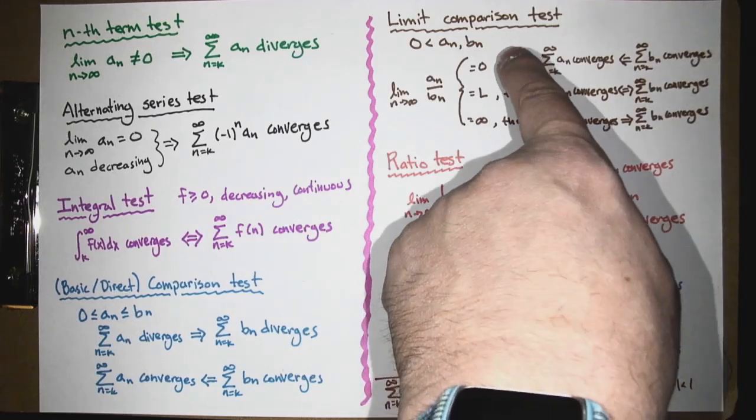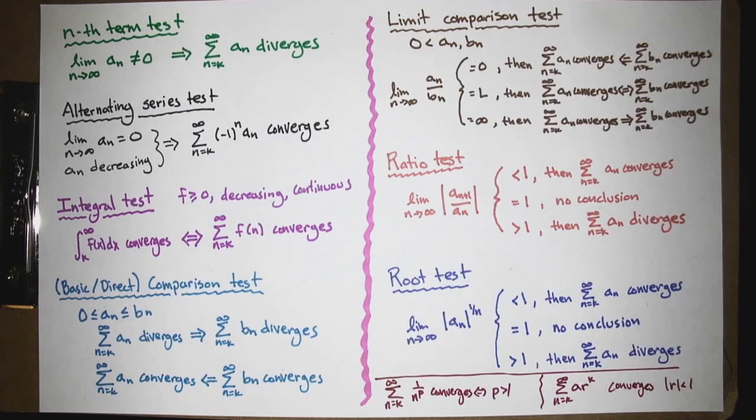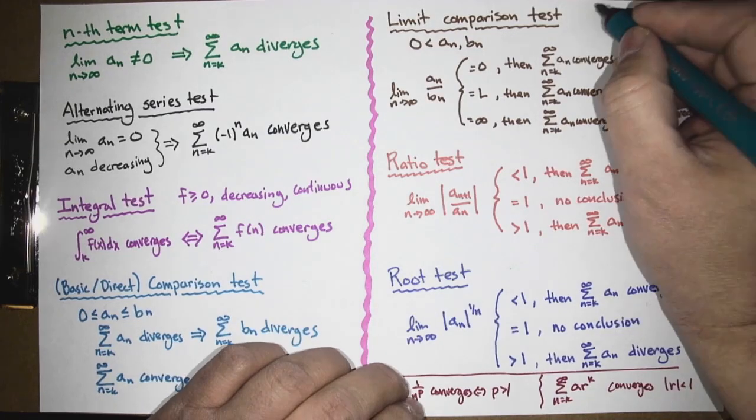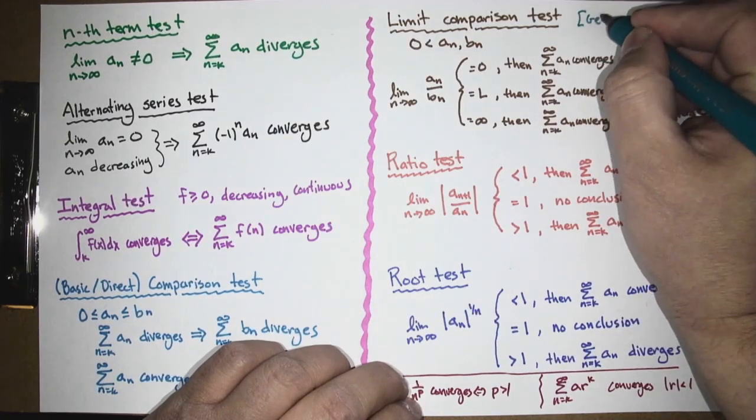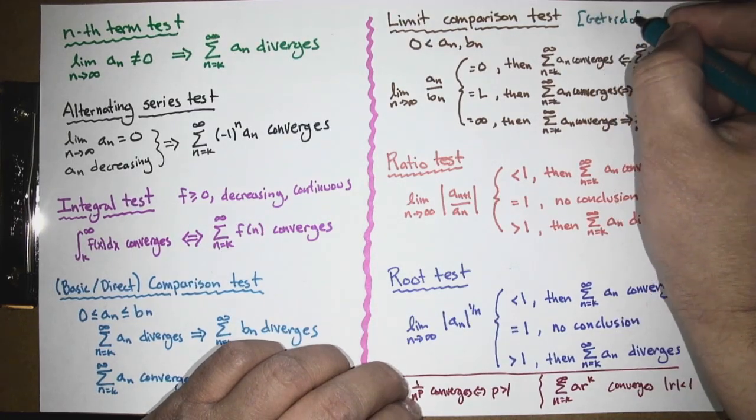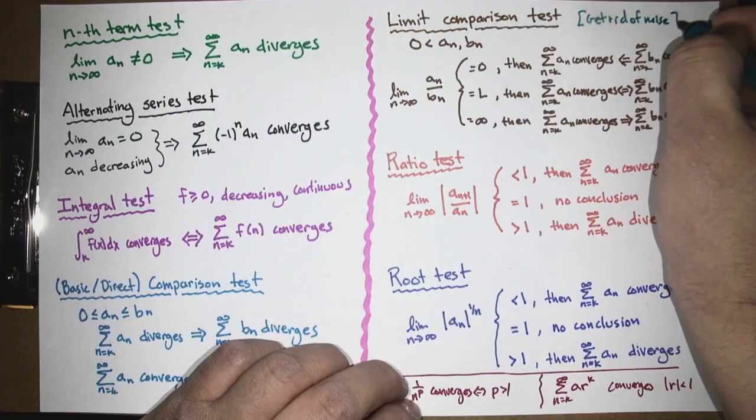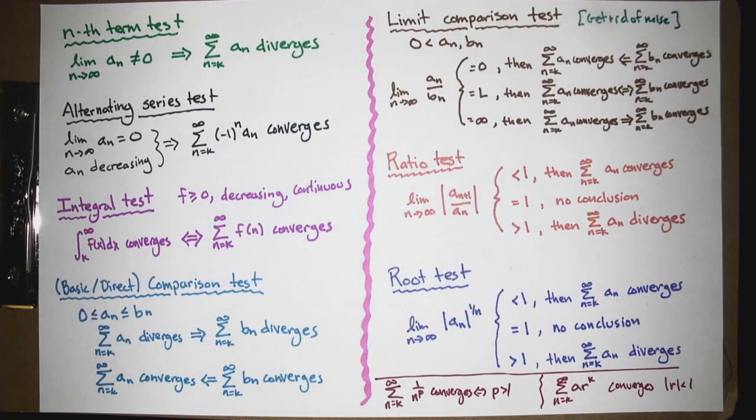We have the limit comparison test, and I like to call this one "get rid of the noise." Because the goal of the limit comparison test is to strip away everything except the dominating terms and understand what's going on with that. So you get rid of anything that has slower growth. If you see lots of pluses and minuses, limit comparison test is the way to go.